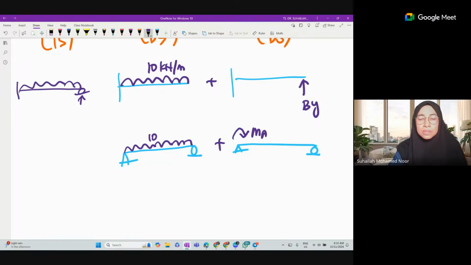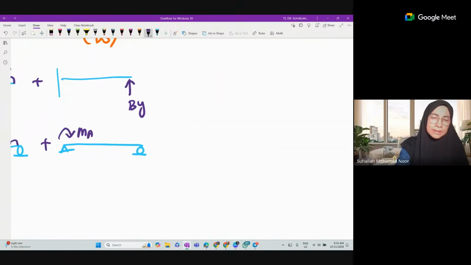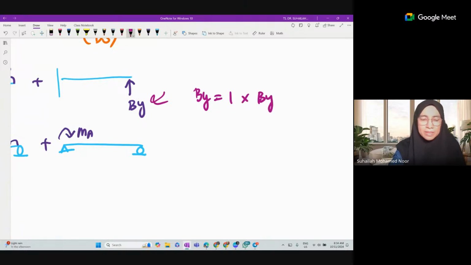Not only this, but to analyze for the redundant, we actually need to understand that this BY we will change to 1 times BY. The same goes for the moment at A. We will assume that it is 1 times MA. So BY is 1 times BY, MA is 1 times MA, for the redundant.